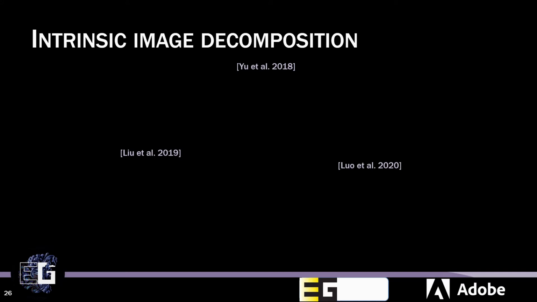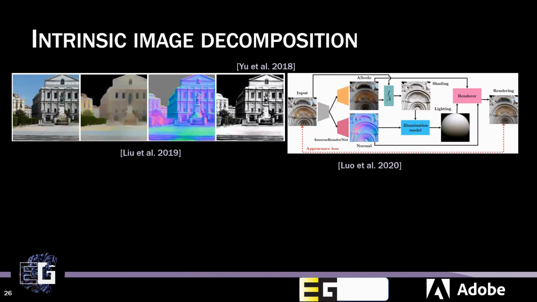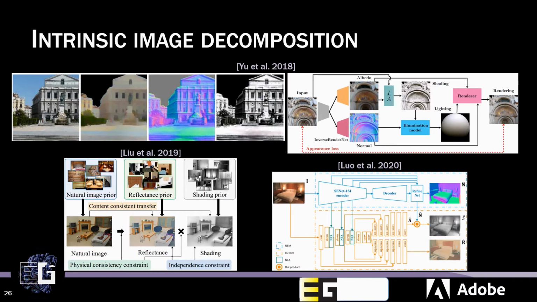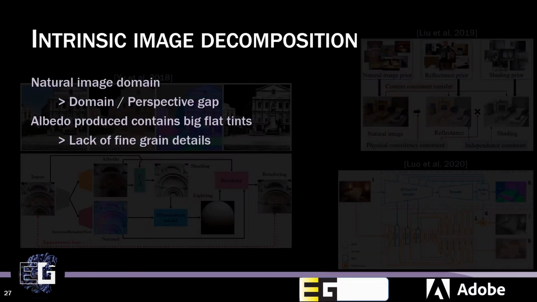There are many interesting works on intrinsic image decomposition, such as Yu 2018 with InverseRenderNet, Li 2019 with unsupervised learning, and Luo 2020 that adapts the surface normal knowledge for intrinsic image decomposition in indoor scenes. Here again, we have a domain and a perspective gap with the natural images. In addition, the albedo produced contains big flat tints, which is desirable for image editing and relighting, but severely lacks fine-grained details for the material domain.